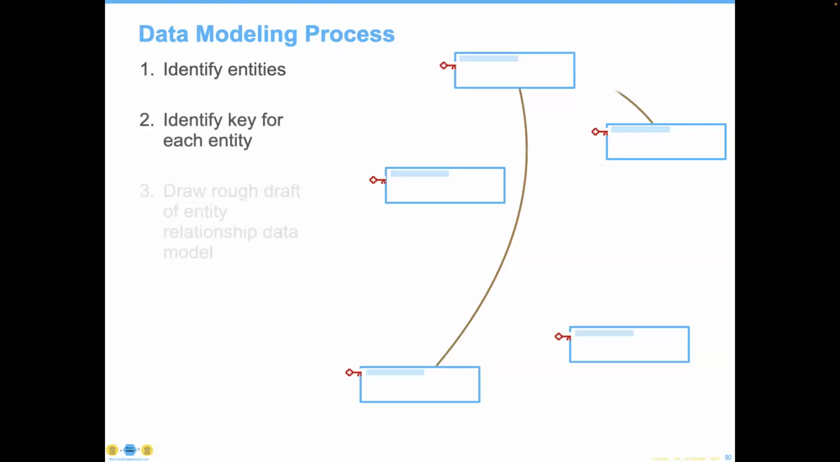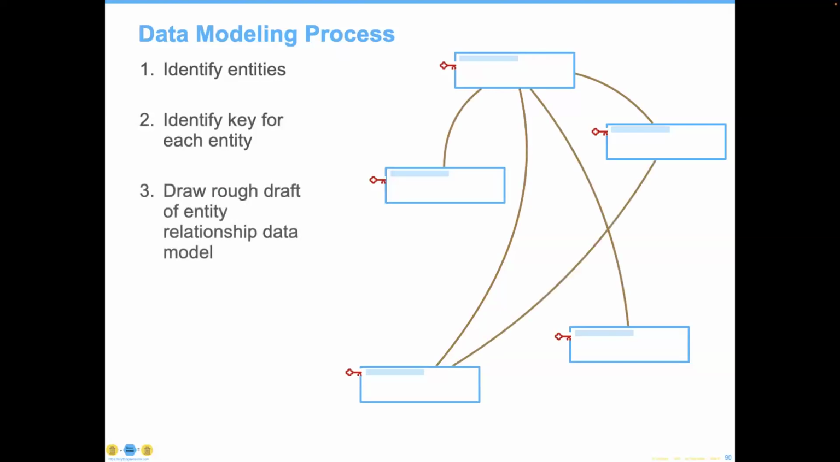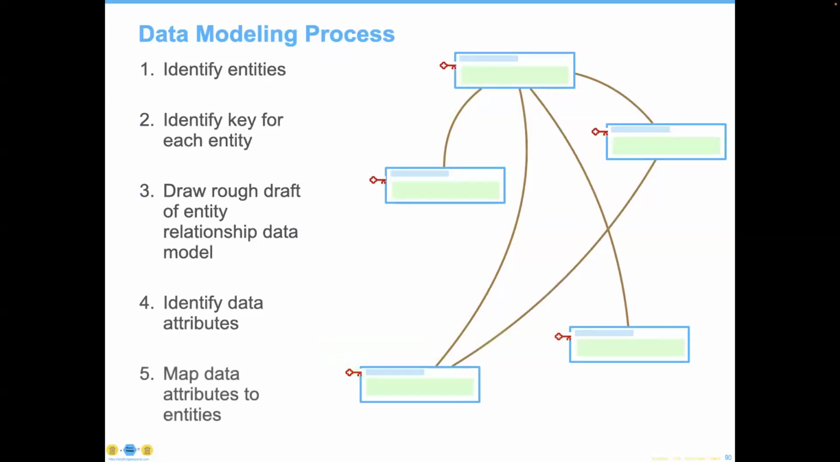Data modeling process, it follows fairly straightforward. You identify the entities. Again, slowly, don't tell people that you're trying to do this. Identify a key for each entity. Draw a rough draft of the entity relationship model. Then identify the data attributes, assign those attributes to each of the entities, and then map them, and that'll be great.